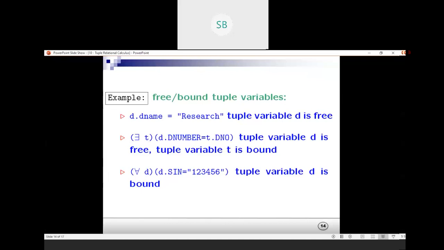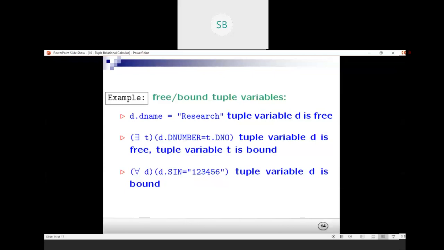Anyone not clear? Just remember, whenever we add an existential or a universal quantifier with the variable, then that variable becomes bound. Otherwise, when it is not mentioned, then it is free. Whenever it appears, it is known as bound. When it does not appear, it is known as free.